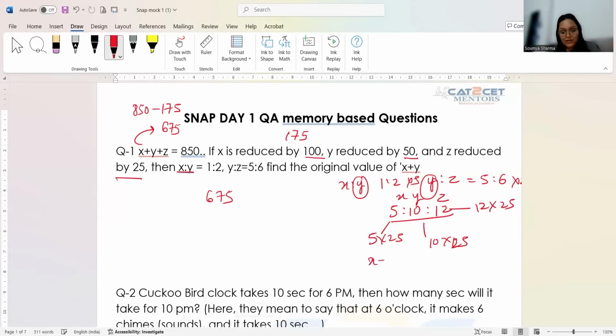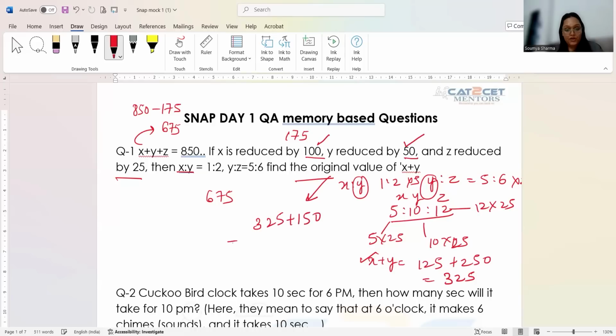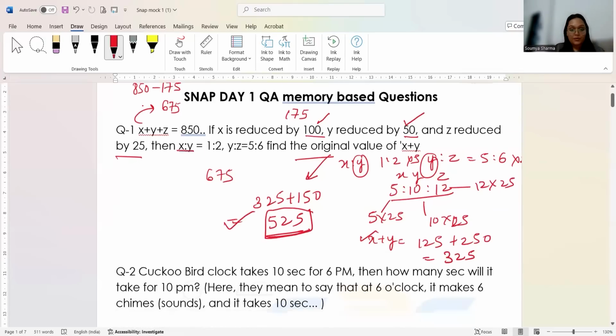So my x plus y will come out to be 125 plus 250, that is 375. But this is at present; we have to calculate the original value of x plus y. Now we have to see that x was reduced by 100 and y was reduced by 50. So to get back the original value, we will just add 150. So the answer will be 525. All those students who have written 525, the answer is right. Okay, let's move ahead.